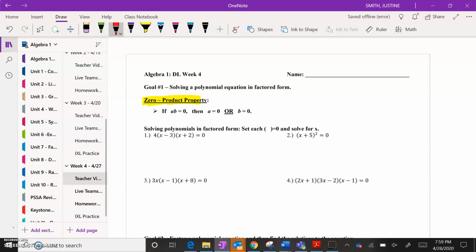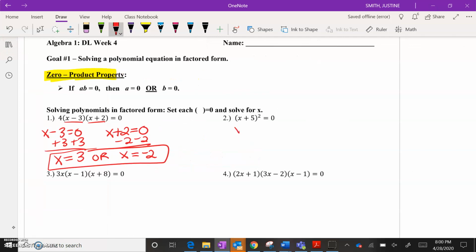So for example, in this first problem, we would take this x minus 3 and set it equal to 0. We would take this x plus 2 and set it equal to 0. And then we would just solve here. So x would be equal to 3, or x would be equal to negative 2. Okay, so these would be my two answers here. Same thing for number 2.